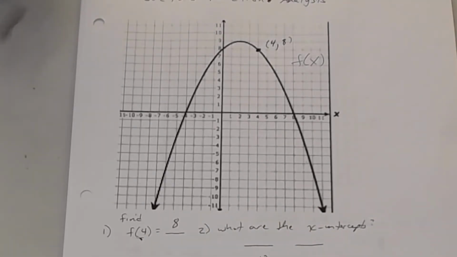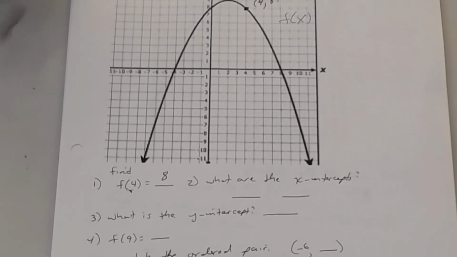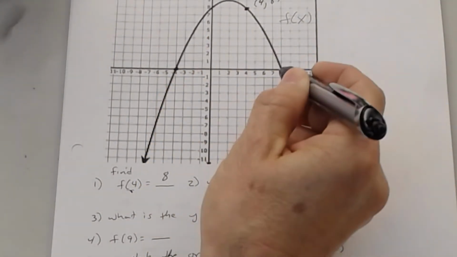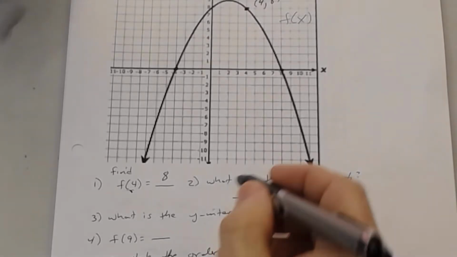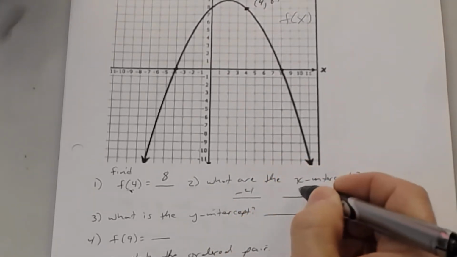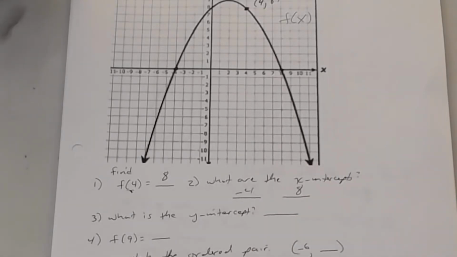Number 2 asks you, what are the x-intercepts? Some of you are still a little confused about what an x-intercept is. By definition, what's an x-intercept? That's where the graph does what? Crosses the x-axis. So in this particular function, how many times does the graph cross the x-axis? Twice. Here and here, right? It did not say to put this as an ordered pair, so you can just say negative 4 and 8. That's where the graph crosses the x-axis.